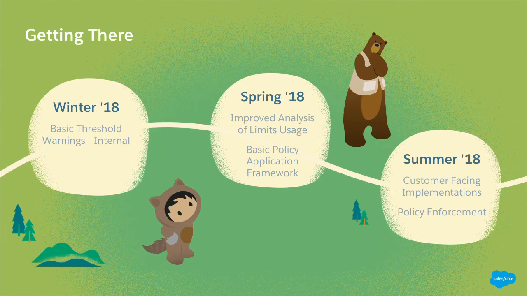In this release, internally, we have already implemented some basic threshold warnings. So we are at a point where we can understand how our resources are being used by customers like you and understand how many of you are frequently hitting these limits. In the next release, we want to be able to improve the analysis of this utilization. So we'll be putting in some slightly more granular ways of tracking this.